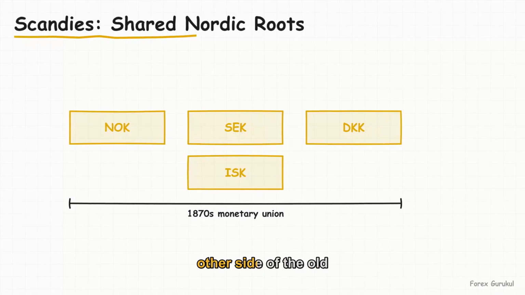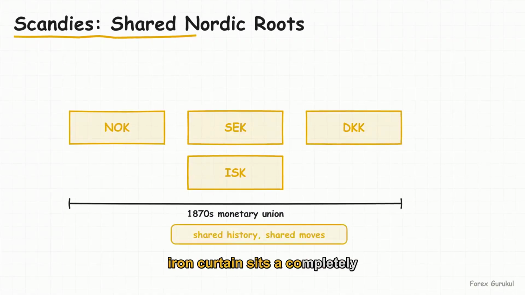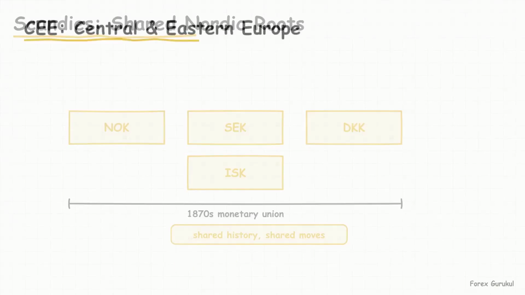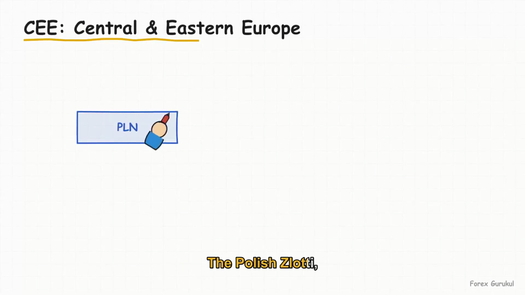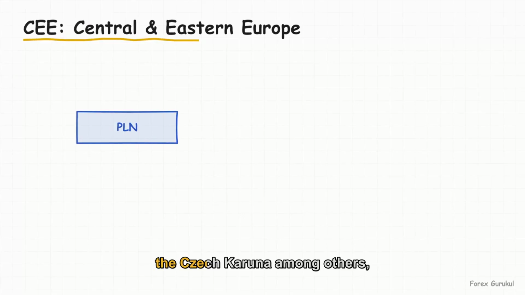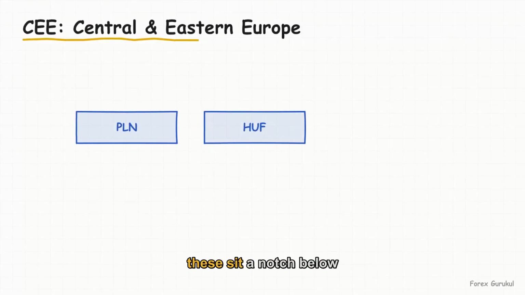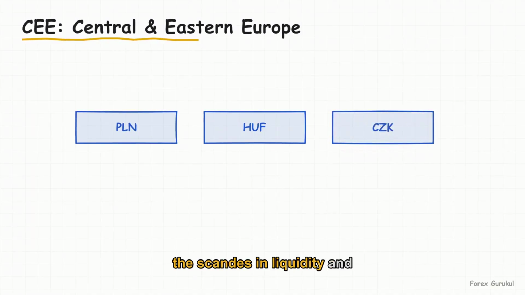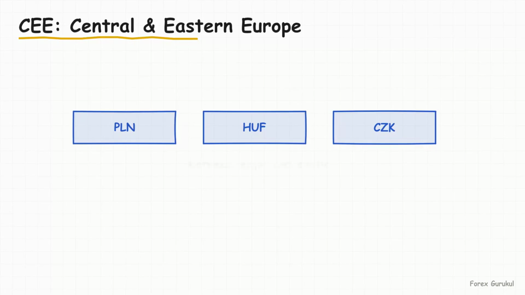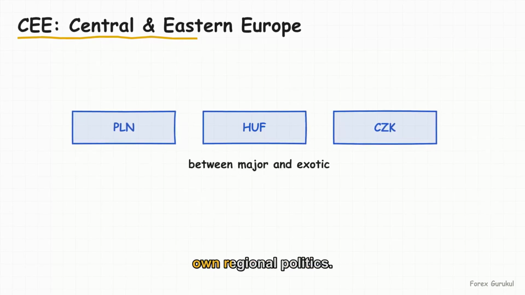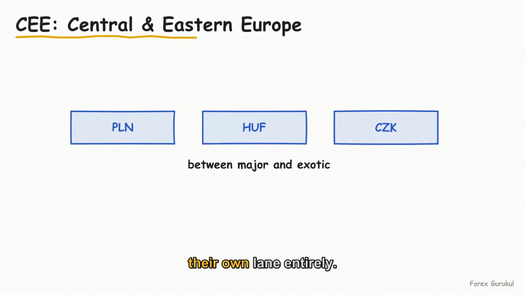Not far away, on the other side of the old Iron Curtain, sits a completely different cluster of currencies with a very different personality. CE stands for Central and Eastern European currencies: the Polish zloty, the Hungarian forint, the Czech koruna, among others. These sit a notch below the Scandies in liquidity and lean more toward the emerging end of the spectrum, sensitive to European central bank decisions next door and to their own regional politics. Not quite exotic, not quite major, their own lane entirely.